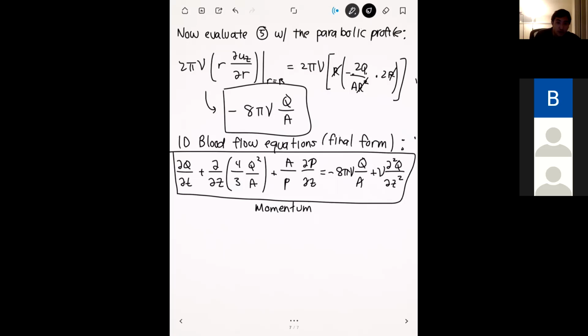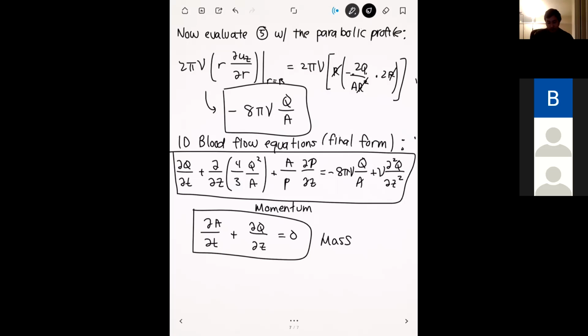And then the other equation for the 1D equations is the continuity equation. The continuity equation was partial A partial t plus partial Q partial z. And this right here is the mass equation. A lot of work to get here, but we got it, right? Takes me back to when we calculated air resistance in differential equations. It was a beefy derivation, and it took us about a lecture and a half to get here, but you guys did it, right?